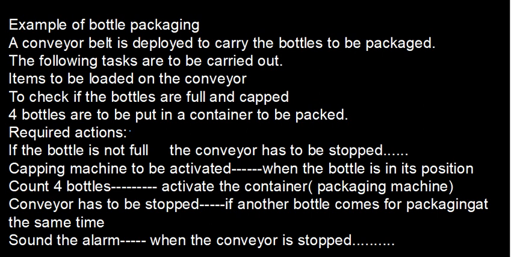After having counted 4 bottles, you have to activate a container, or a crate kind of thing, where these 4 bottles are to be packed. If the packing is not over, you will have to stop the conveyor belt. Once the packing is over, you have to resume the movement of the conveyor belt, and every time the conveyor belt is stopped, the alarm has to be sounded. So this is the required problem statement, right? For this problem, we will first see what kind of sensors are required.